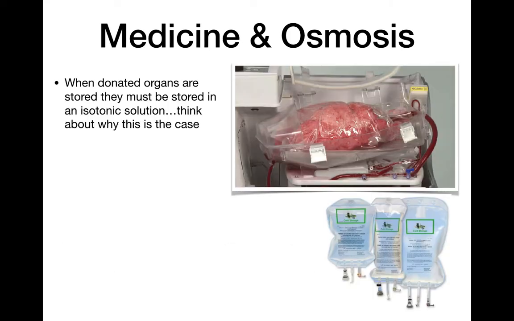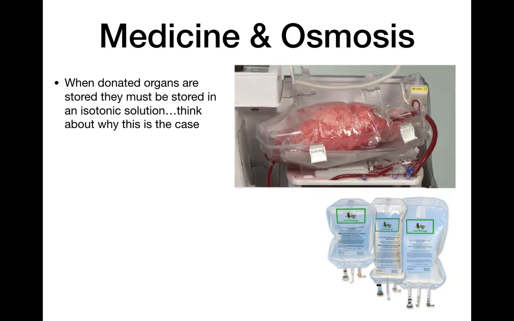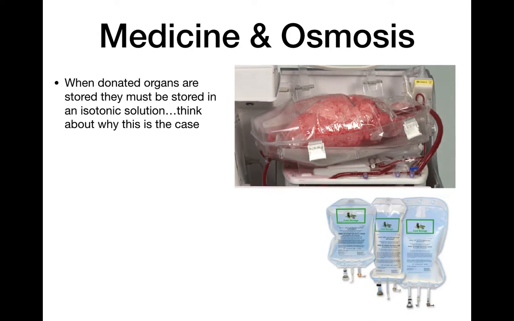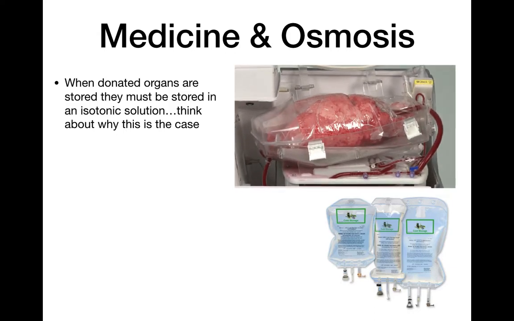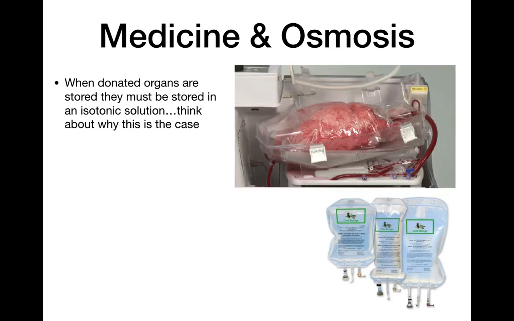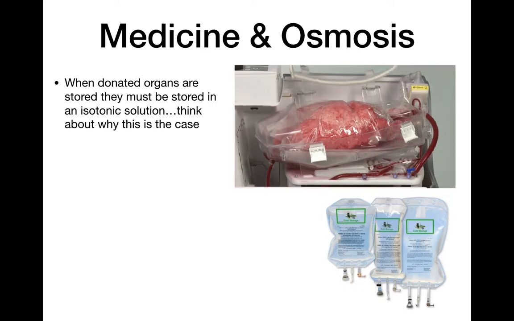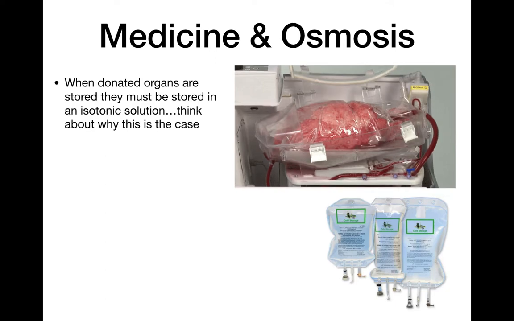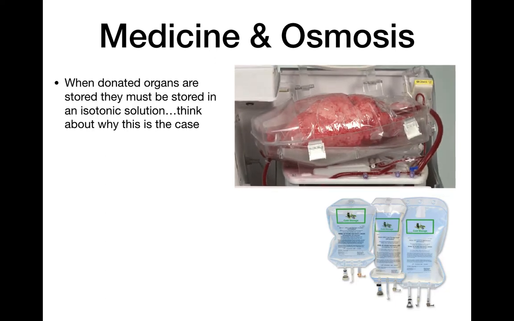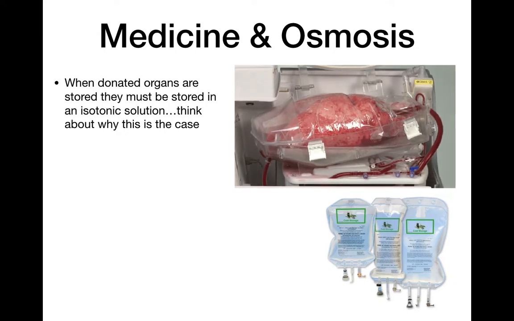Okay, let's go to application here for medicine. And yes, that gif, if you can't tell, those are lungs that are still breathing for lung transplant. So when organs are donated and they're removed from an individual to be then transferred to the second individual, they have to be stored in the hours in between being moved between people in an isotonic solution. So we have to make sure the osmolarity of the solution they're being stored in is exactly the right solute concentration. Why is that the case?